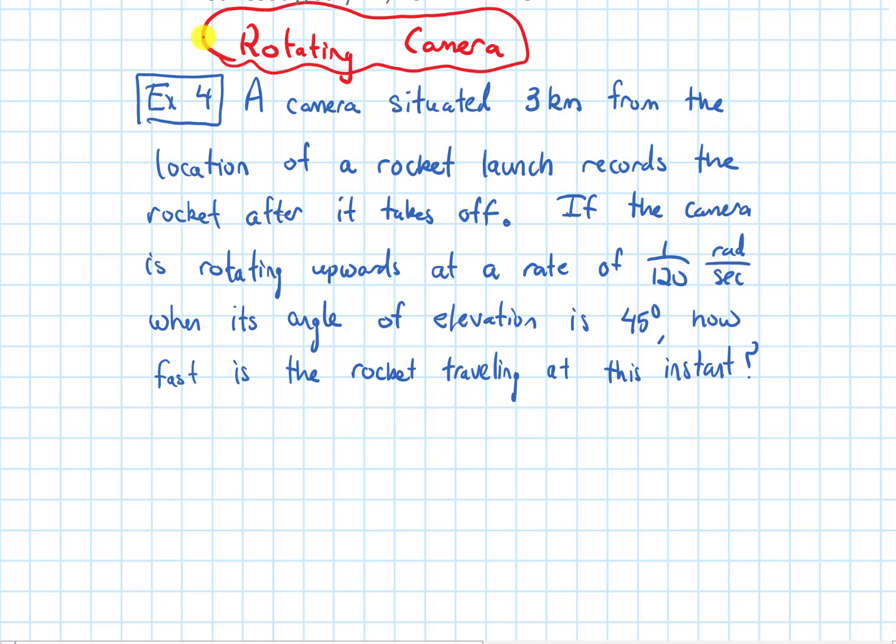In this video, we will do an example involving a rotating camera. So it says that a camera situated 3 kilometers from the location of a rocket launch records the rocket after it takes off. If the camera is rotating upwards at a rate of 1/120 radians per second, when its angle of elevation is 45 degrees, how fast is the rocket traveling at this instant?